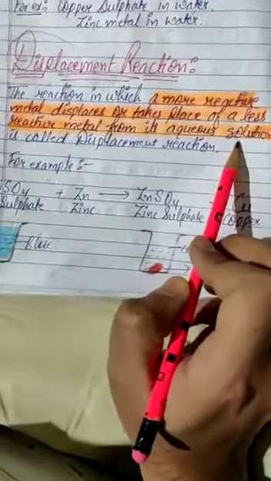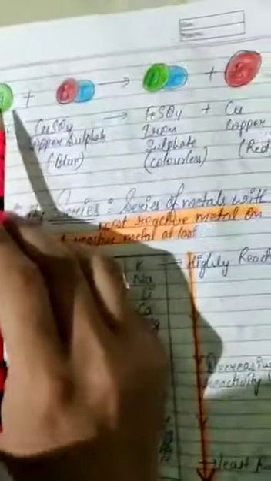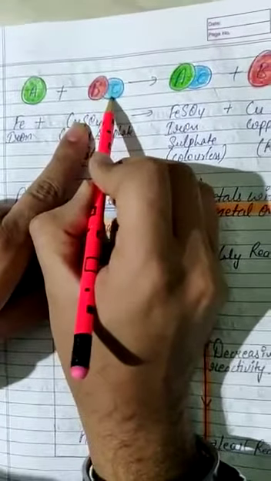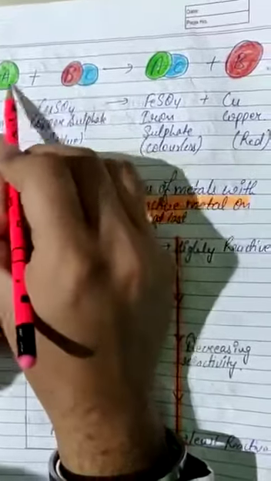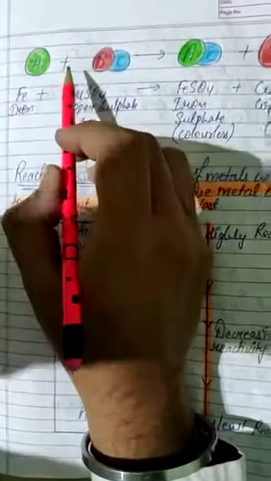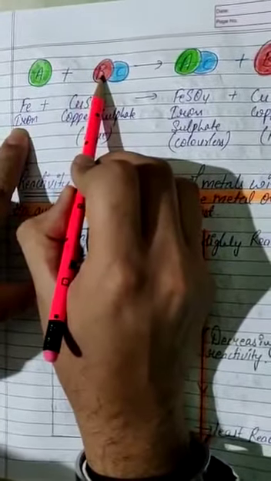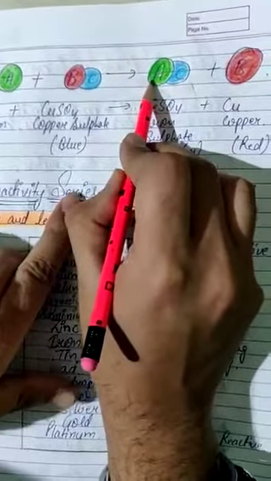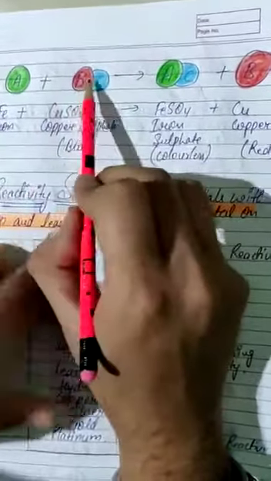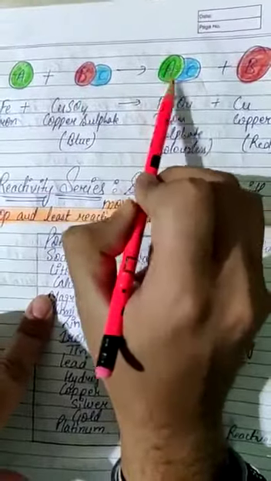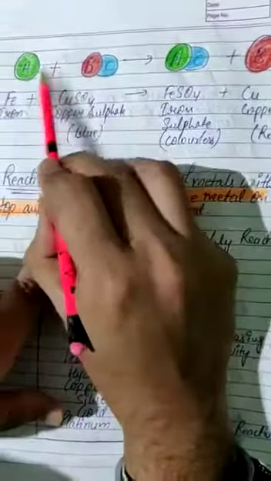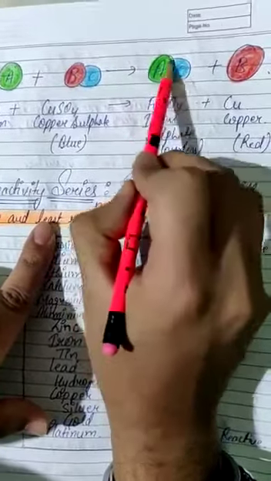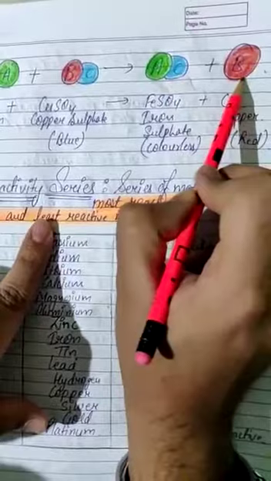solution. For example, there is a substance A, and there is an aqueous solution of B and C. Got it? There is an aqueous solution and there is a substance A. Now what happens? A is more reactive than B. So what will happen? A will take place of B. You can see here B was with C. Now A is with C because A is more reactive than B. So A has taken place of B and combined with C, and B is left alone.